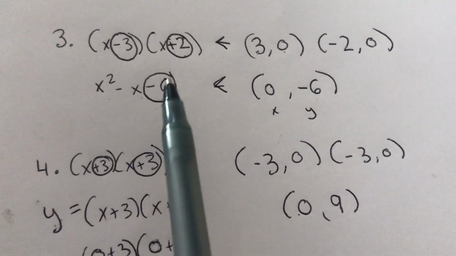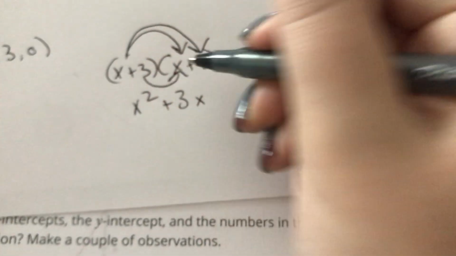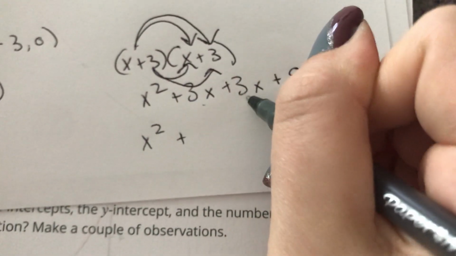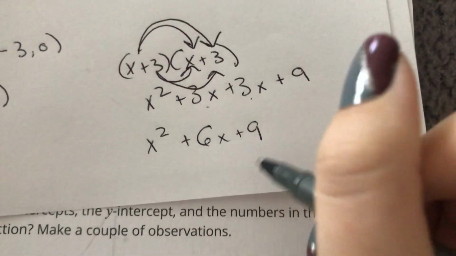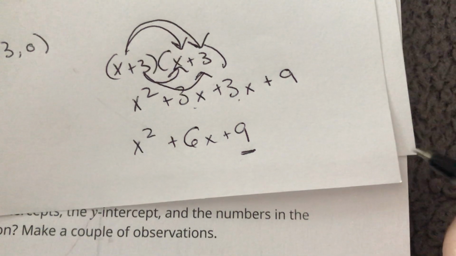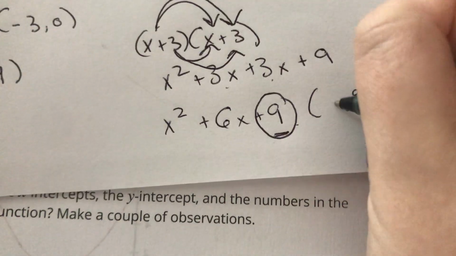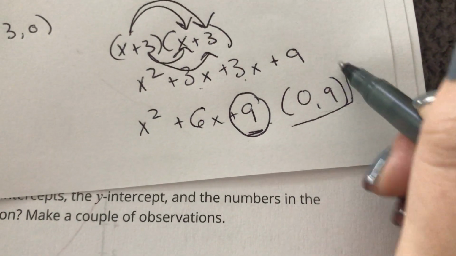You can put it in standard form if you prefer and just pick the number without the x. So if we put this in standard form, we have x times x, which is x squared, x times 3, which is positive 3x, 3 times x, which is another positive 3x, and 3 times 3, which is positive 9. So then we have x squared plus 6x plus 9. And again, the y-intercept is the value with no variable, so I have a y-intercept at 9. The y value would be 9, the x value is 0, and this is my y-intercept.